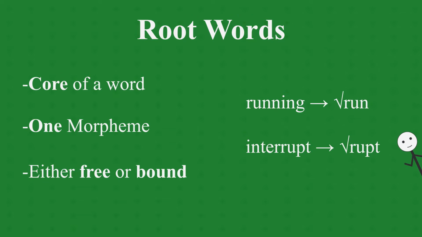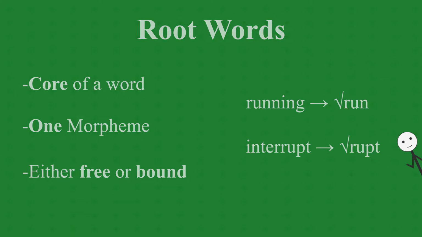Oh, wow. So a root is the irreducible core of a word and always a morpheme, right? Exactly, Gilbert. And roots can be free, like the root run, but they can also be bound, like the root rupt. Yes, Gilbert, you perfectly understand roots. But now let's go on to stems.